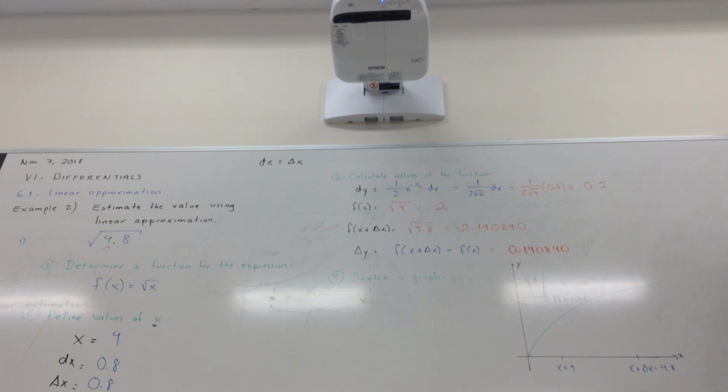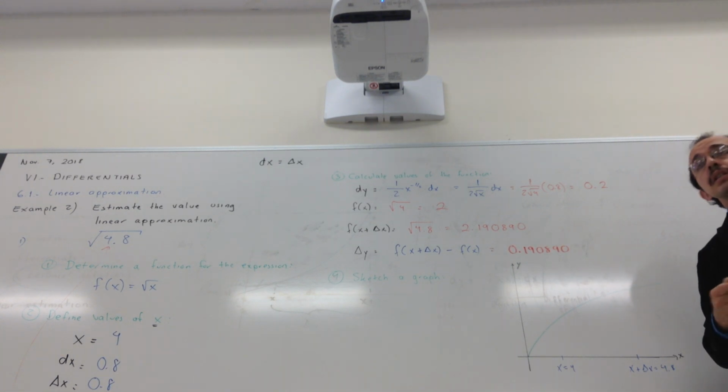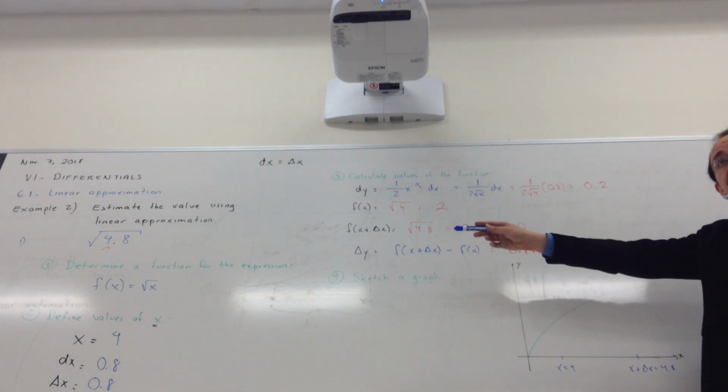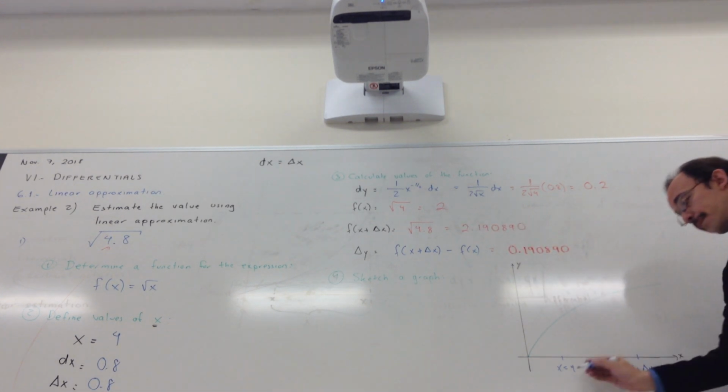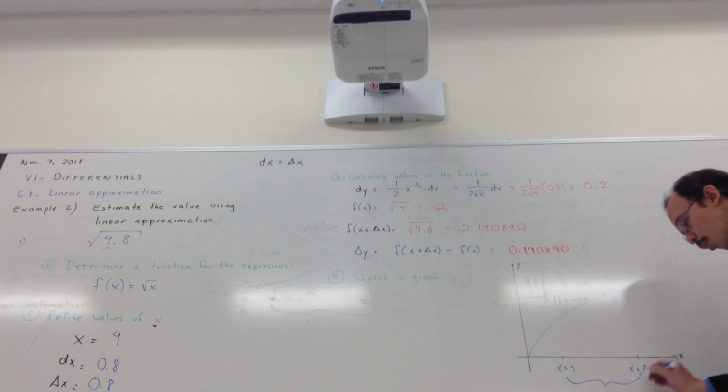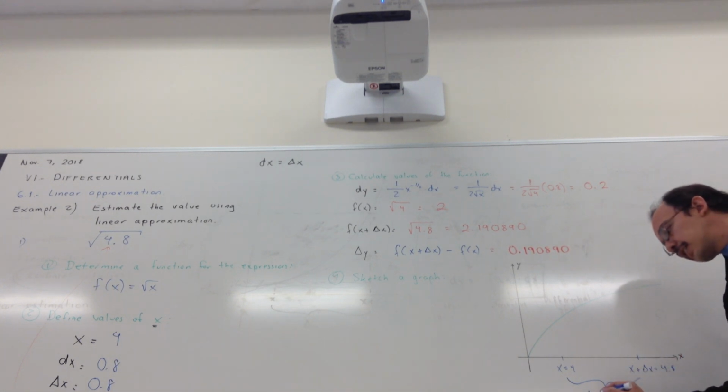Okay. And why did she put the graph like that? Ah, that's the graph for that function. If it's x squared, it will be different. Okay. Between them, what's the difference? Delta x is equal to dx is equal to 0.8.